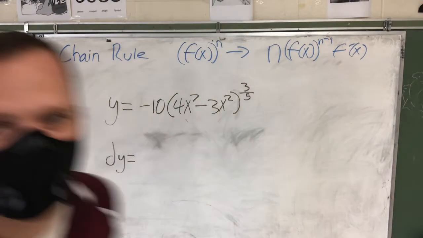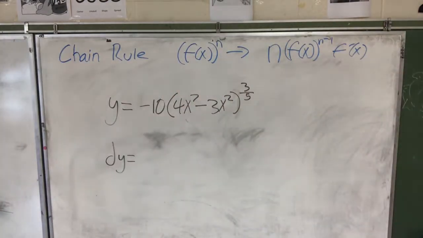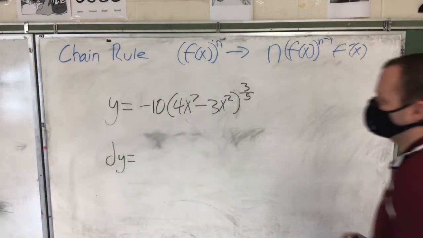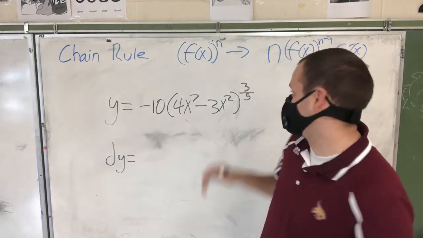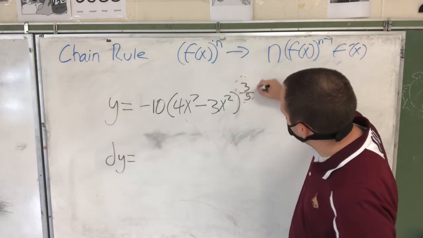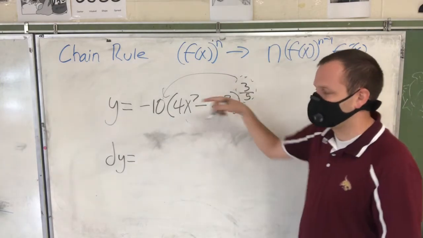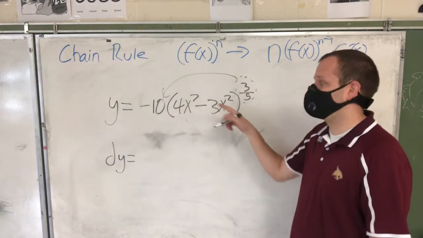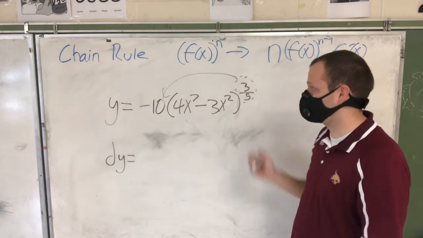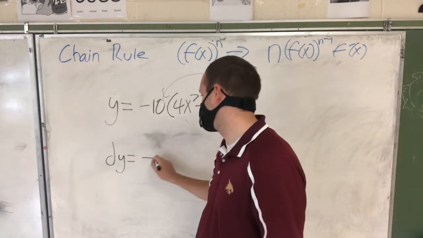Alrighty, let's try this problem. Take a quick second, write it down, pause it if you need to. Okay, we're gonna use the chain rule. We're gonna take our exponent, multiply it by -10. What's 3/5 times -10? Well, 10 divided by 5 is 2. 2 times 3 is -6. Okay, so we got -6.